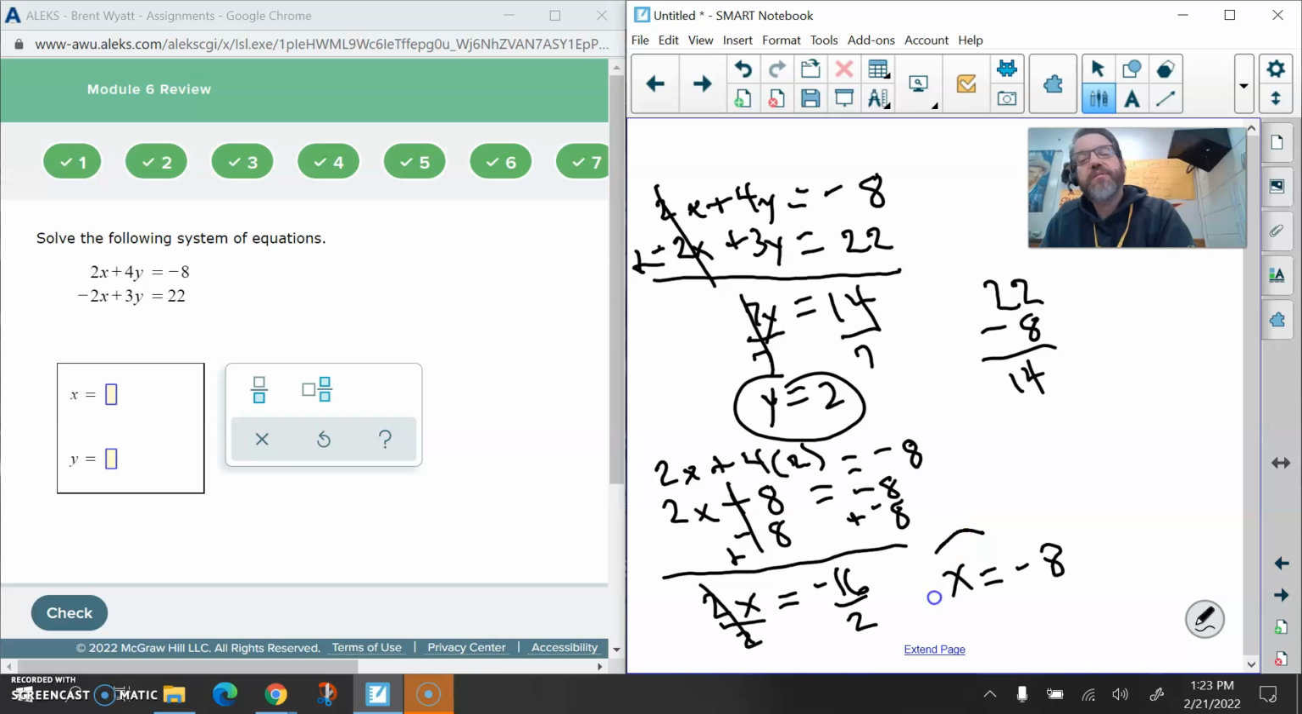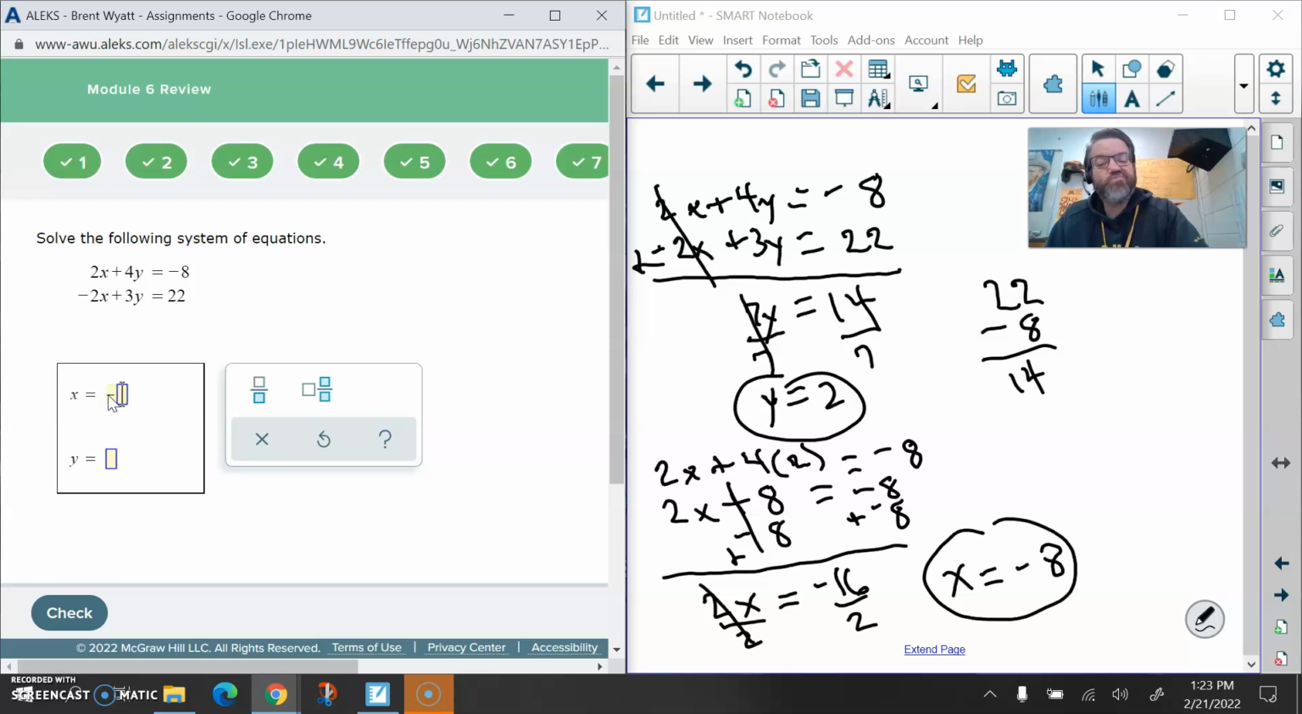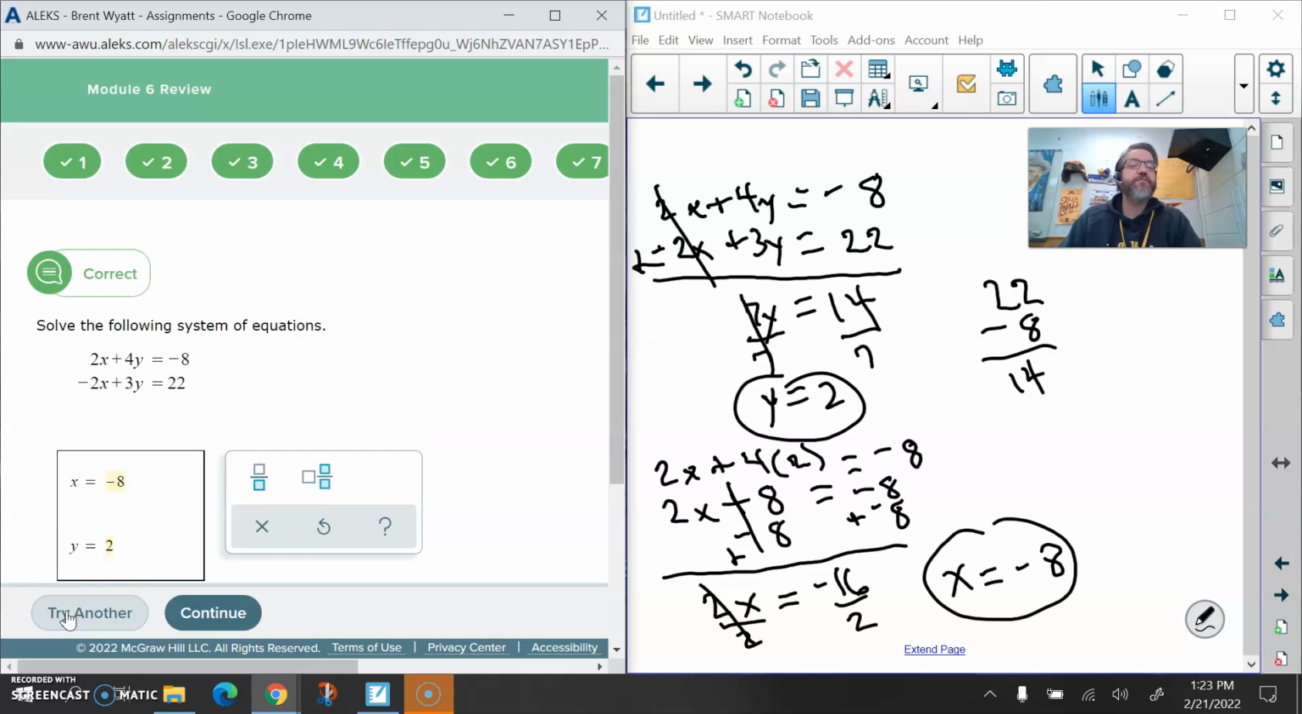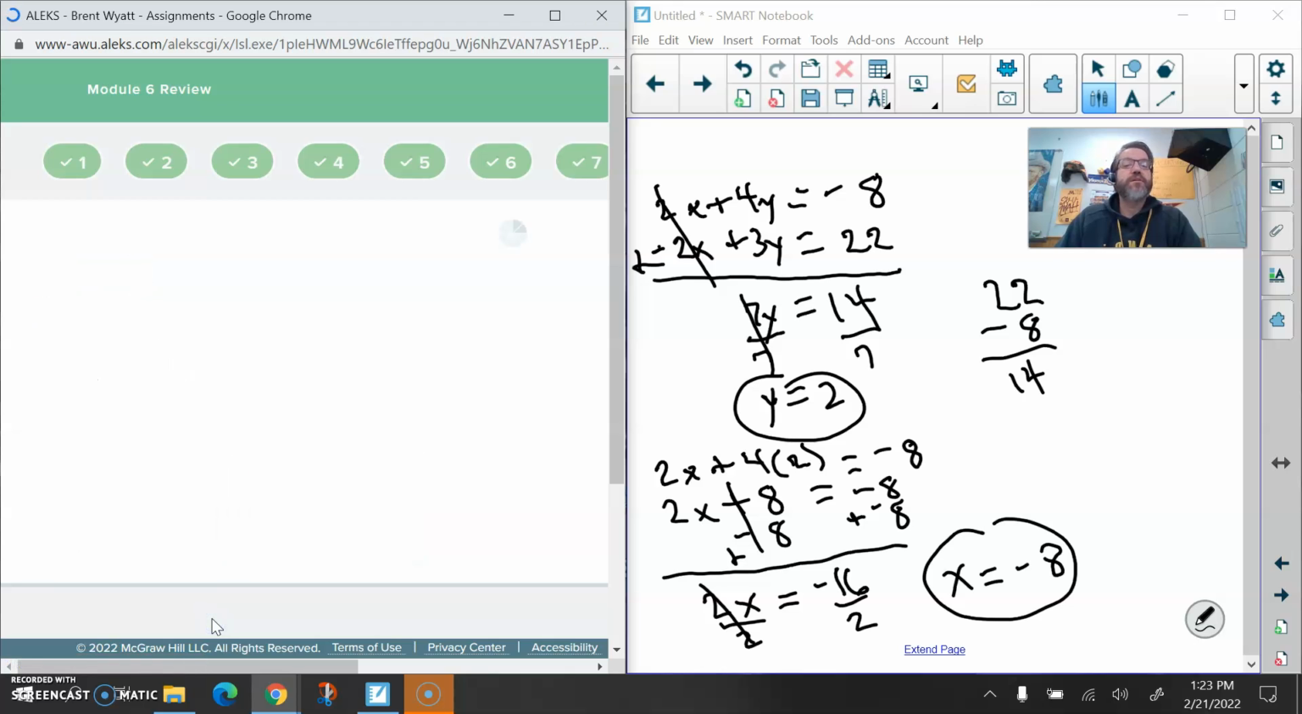It's most likely if a person makes a mistake on this problem, it's going to be with the negative signs. So we do have to be really careful about those negative signs. So x equals negative 8. I'll put that in here. And y is equal to positive 2. I'll put that there. And I'll click check. It's correct. And I move on to number 9.